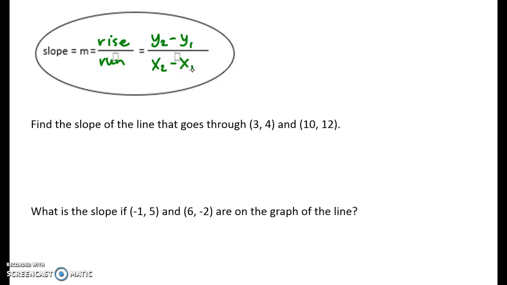So we see that using this formula, we don't have to have a picture or a graph of the line.